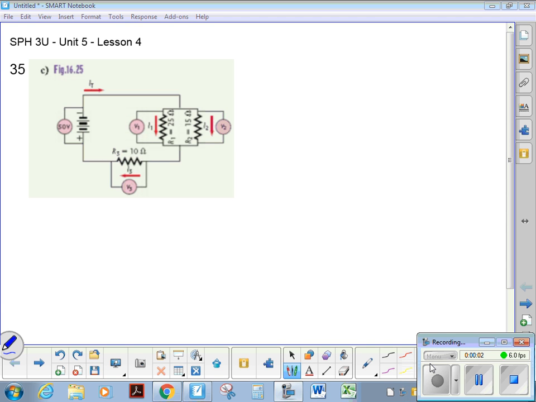Hello, I've had a question in the 3U Physics, Unit 5, Lesson 4. I'm looking at question 35C, and this is the circuit analysis.